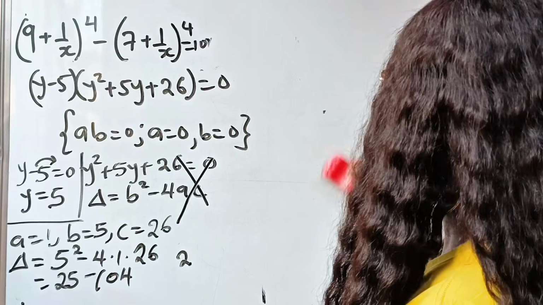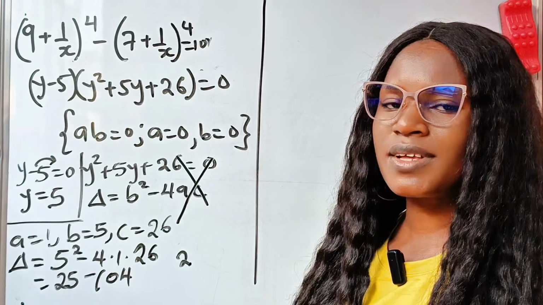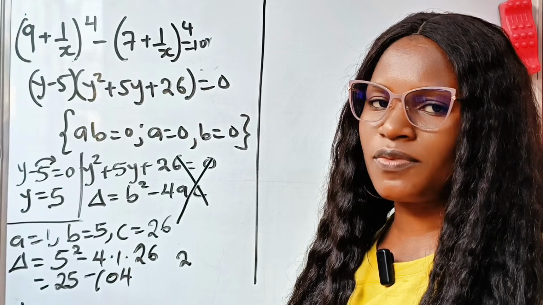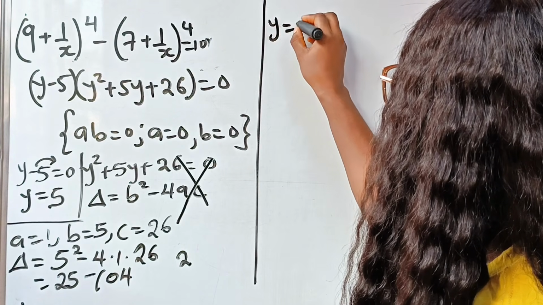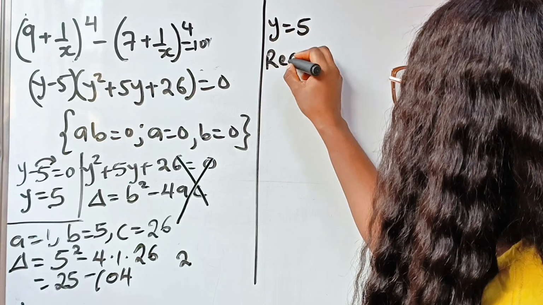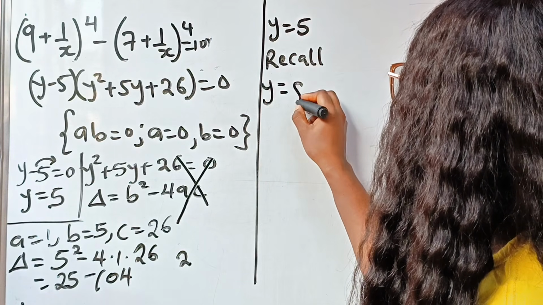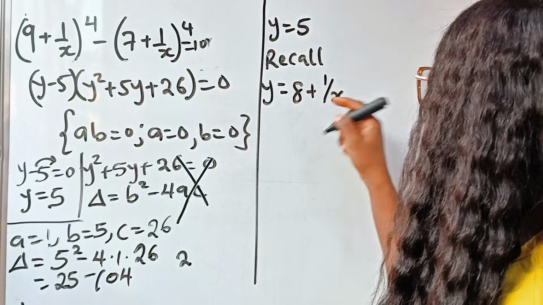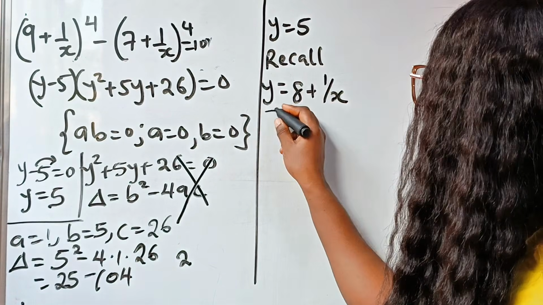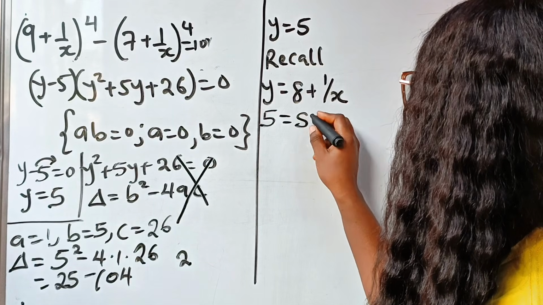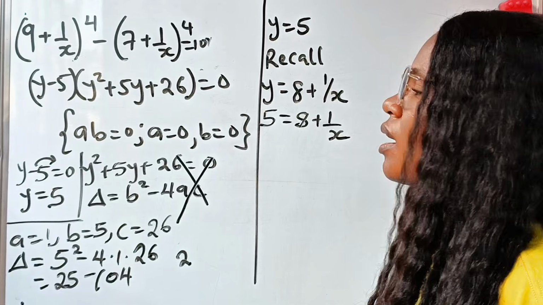Now we are going to prove that the answer we got is correct, and I know you wouldn't like to miss that because that is the most interesting aspect of this video. Okay, so now we have y is equal to 5. But I want you to recall what I wrote here. I know you can see it, that y is 8 plus 1 over x. Remember when we said let this be equal to y? Now our y is 5, so we have 5 is 8 plus 1 over x.